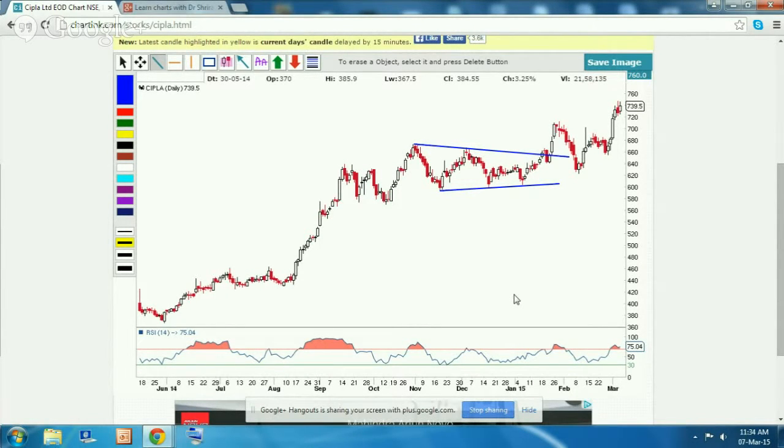Now, what else to look at? We looked at the peak and trough. We looked at the trend line. We looked at the channel. We looked at the patterns. Now let's look at RSI.